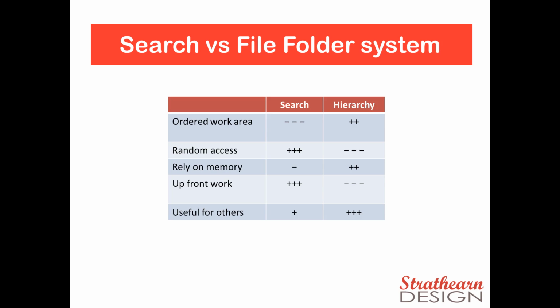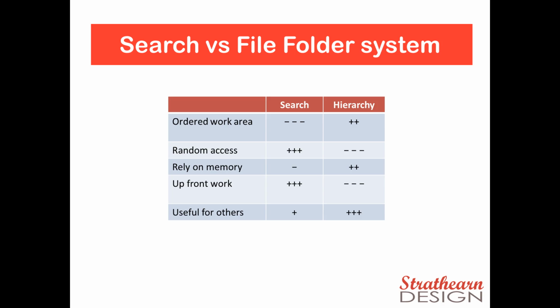And on one dimension, in terms of having an ordered work area, obviously with search, if you use that a lot, you don't have an ordered work area, whereas with hierarchy you do. In terms of getting random access to stuff, in other words, just being able to get to it, search is way better because you can just type in anything you want and it'll be there, whereas with the hierarchy you actually have to go find it in your hierarchy, and it could be fairly deep.